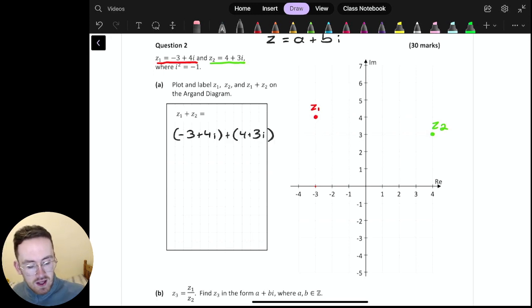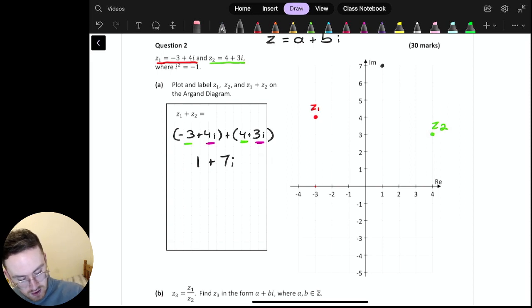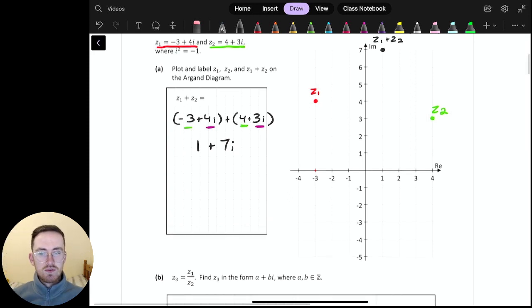And remembering that we can only add like terms, similar to our algebra. So we can add the i's and we can add the numbers. So minus 3 plus 4 becomes 1, 4i plus 3i becomes 7i, and then we plot that on our graph up here, and that's Z1 plus Z2. Okay, so that would be your first few marks there.